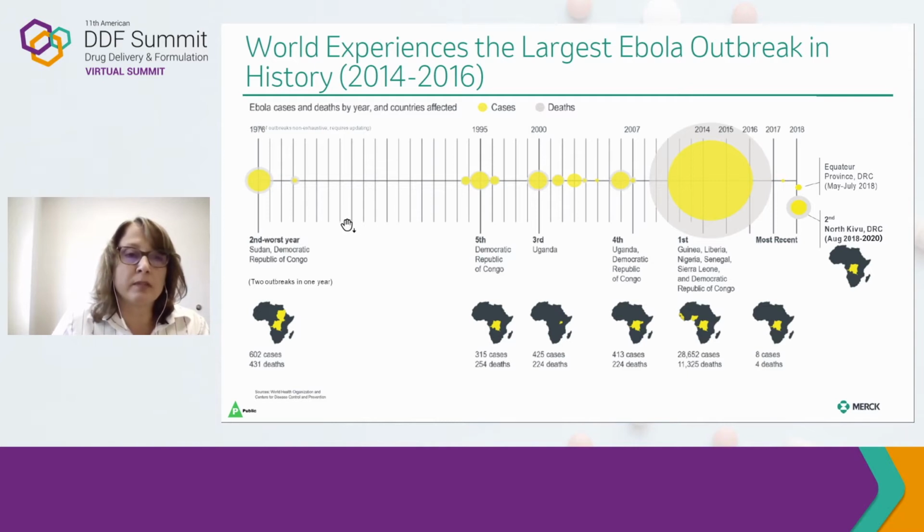How we got involved: 1976 was when it was first discovered, but then there was the world's largest Ebola outbreak, occurring from 2014 to 2016. The end of 2014 is when Merck became involved. We worked together with Lynne, who brought the vaccine to us, and that's when we got involved. You can see this was the most cases they've had. That whole epidemic was 28,652 cases, with over 11,000 deaths. So quite deadly.